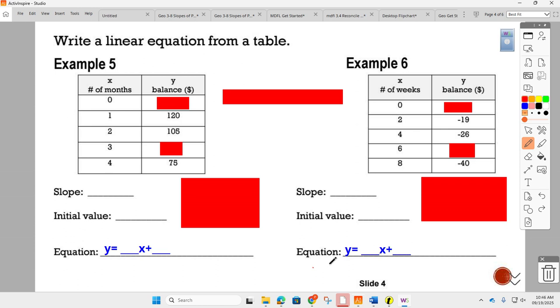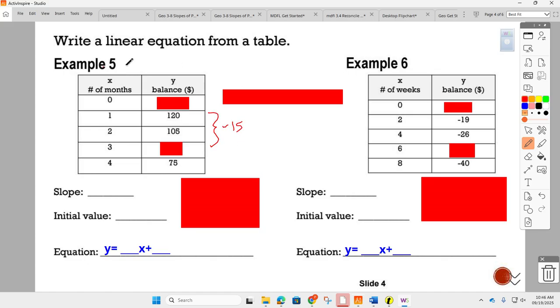So if our inputs are changing just by 1 each time, so at 1 month, this is a real world situation. After 1 month, their balance is 120. After 2 months, their balance is 105. What happened to their balance? It decreased. How much did it decrease by? It decreased by $15. So we would say to get from 120 to 105, that was a negative 15, right?